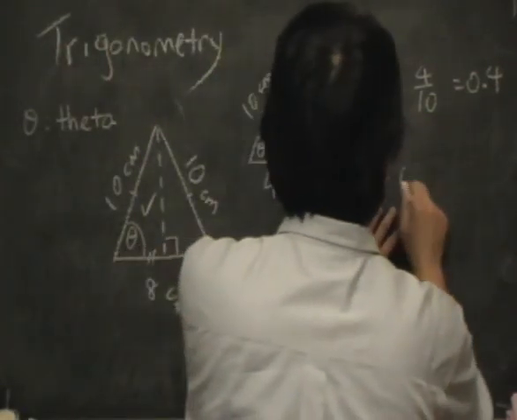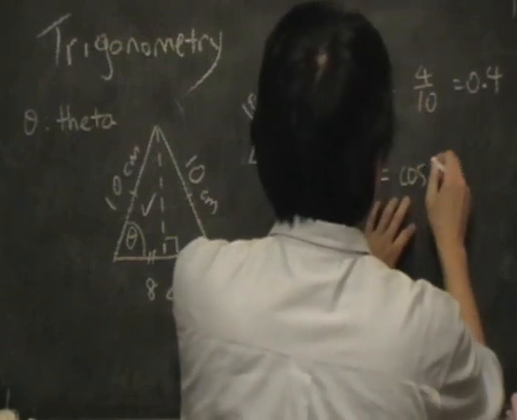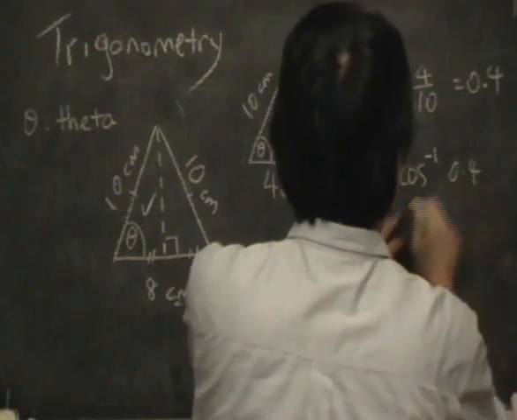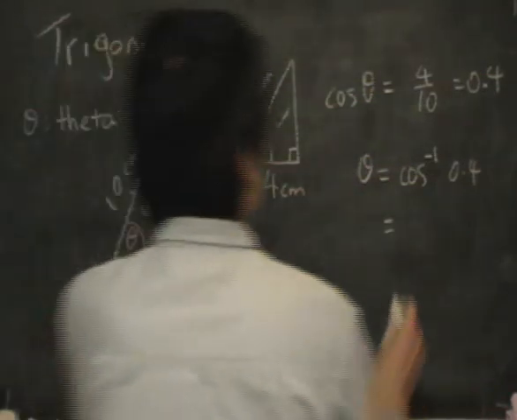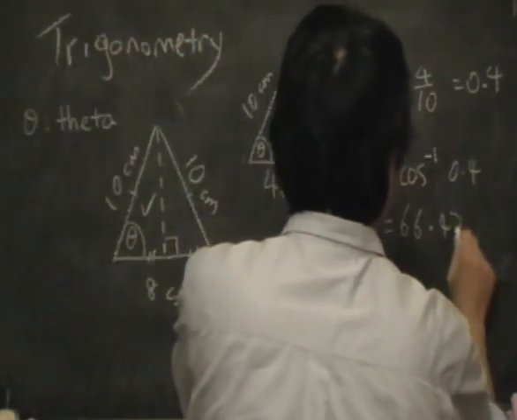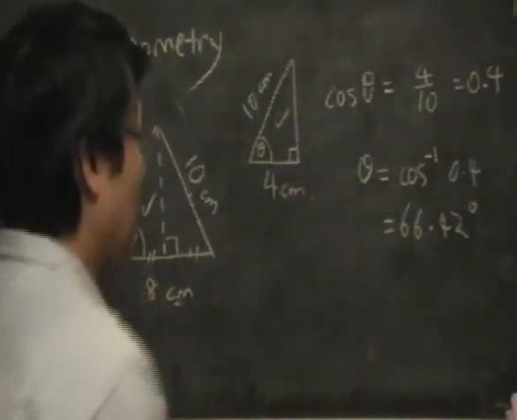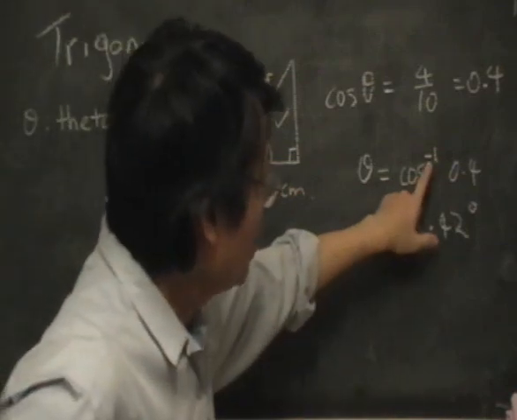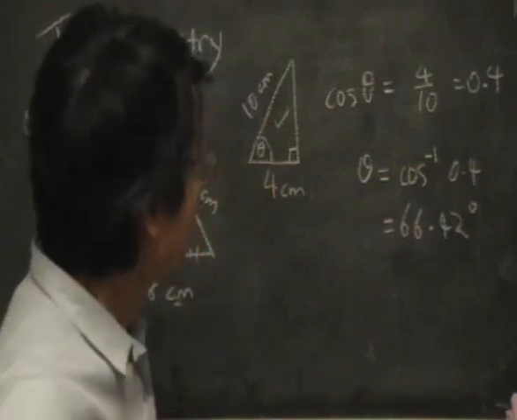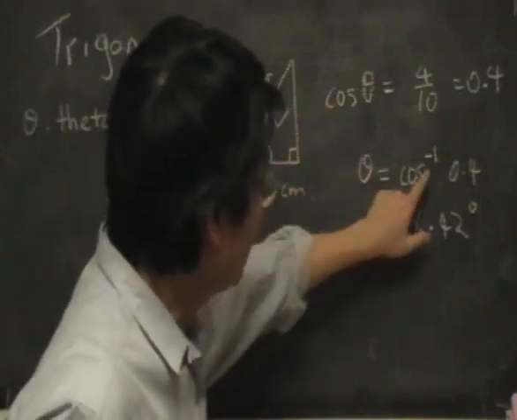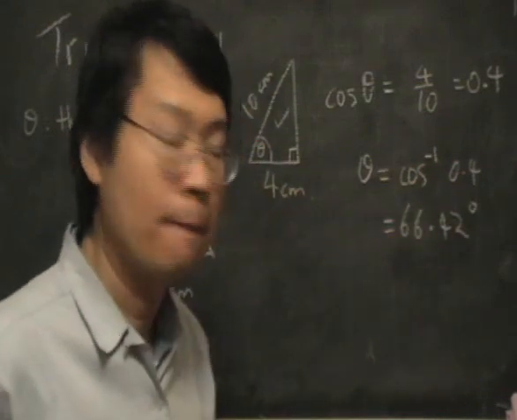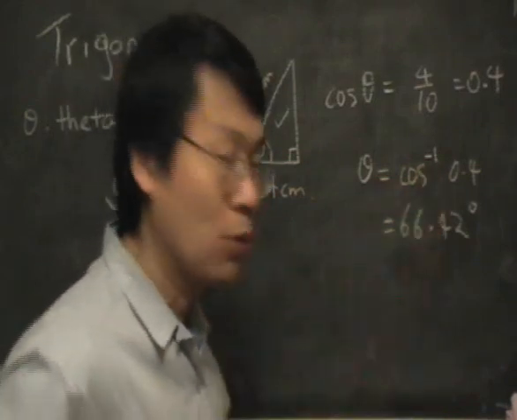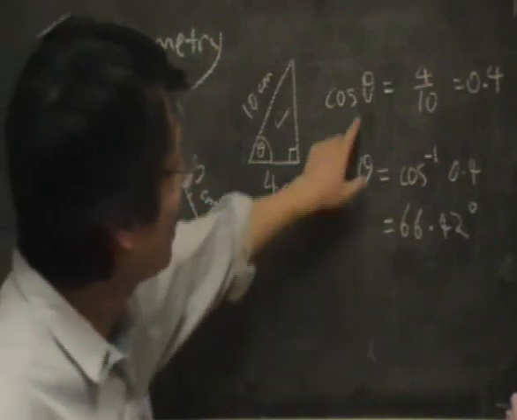So I say that theta is, I would write this as cos⁻¹ of 0.4, and the answer is 66.42 degrees. So then we have our angle, 66.42 degrees. So we have learned a new symbol here. It's related to cosine, but it has this -1 up there, and this is called inverse cosine. The -1 stands for inverse. So we're using it to find the angle.